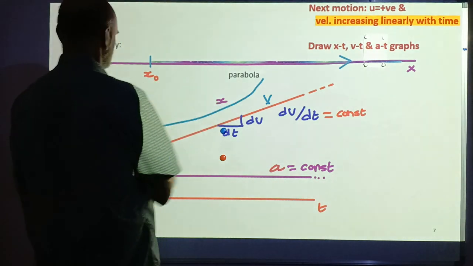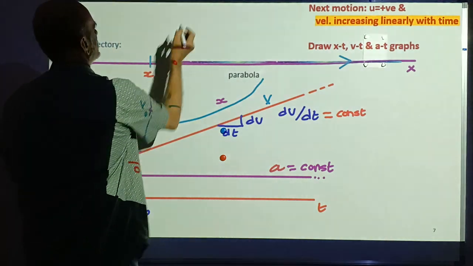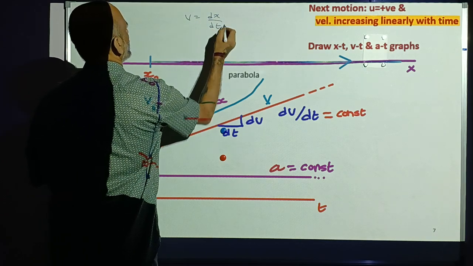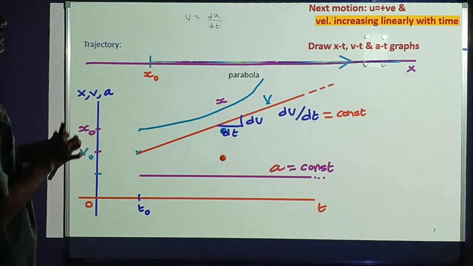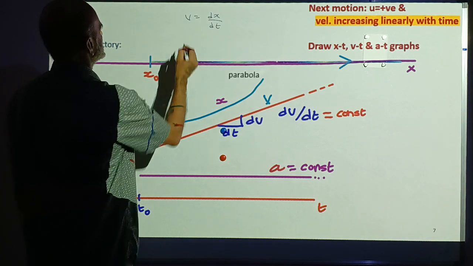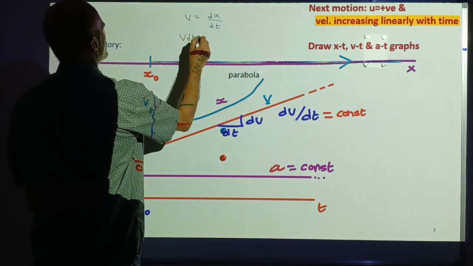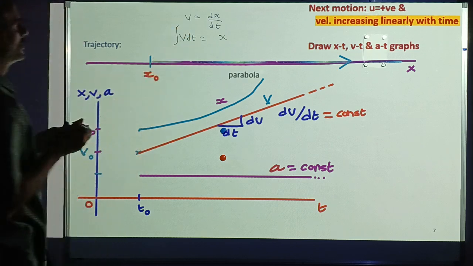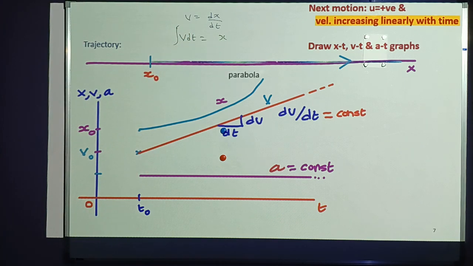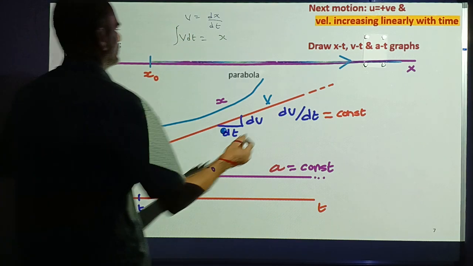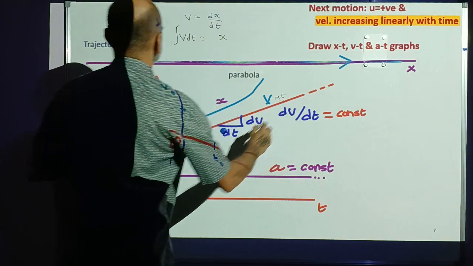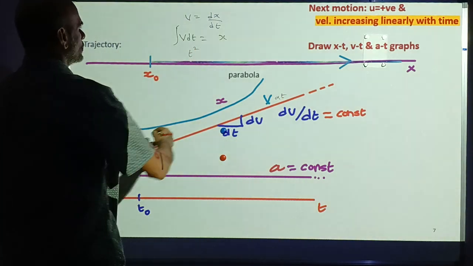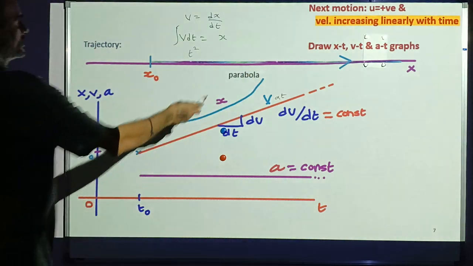Velocity is dx by dt. From this I will get dx equal to v dt. So x will be the integral of v dt. v is proportional to time because of the straight line variation. So the integral of t dt will be t square. So x will go as t square. So that's why it's a parabola.